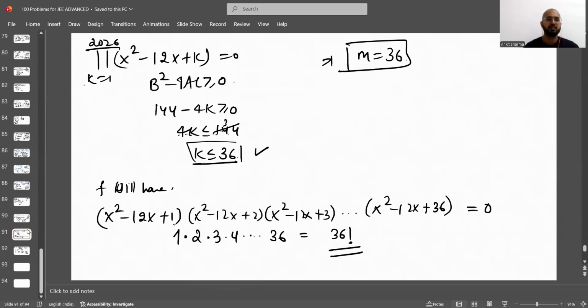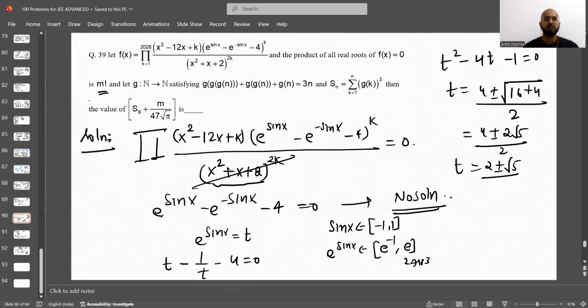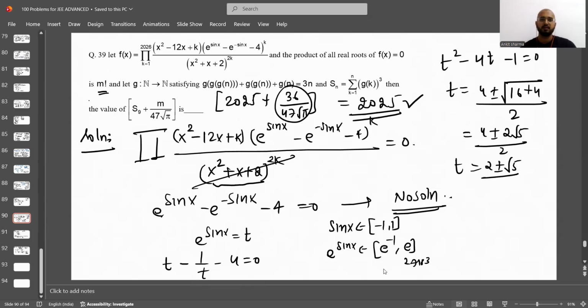Now if I plug in all these values here, I get the floor of 2025 plus 36 over 47 root pi, which is a negligible value between 0 and 1. So the answer will be simply 2025.